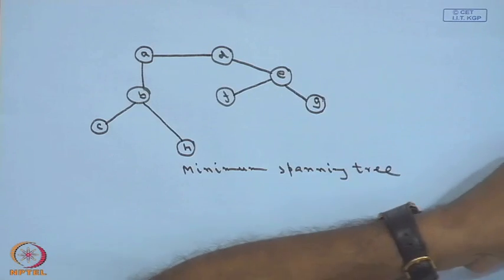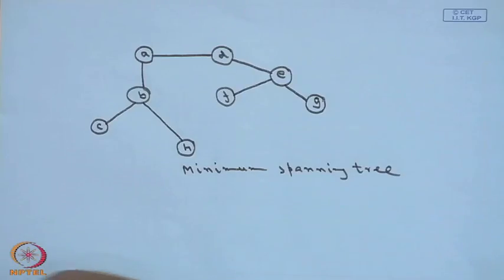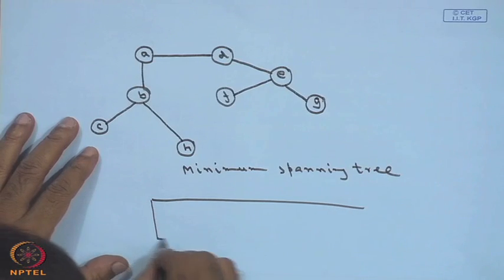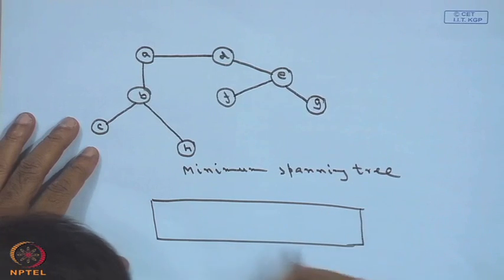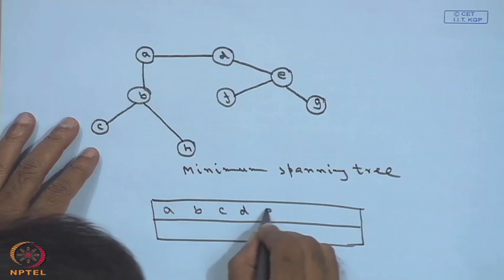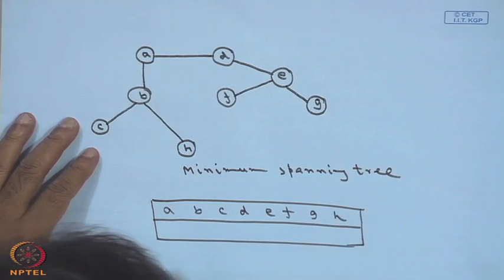Why are we saying minimum spanning tree? Because you will find that there will be a minimum spanning tree. What we are telling is, you will get a table something like this. You are having here A, B, C, D, E, F, G and H.